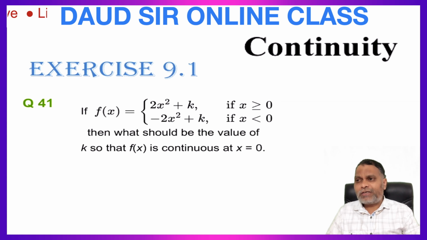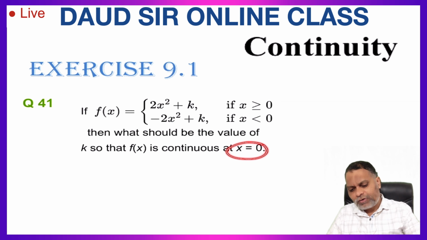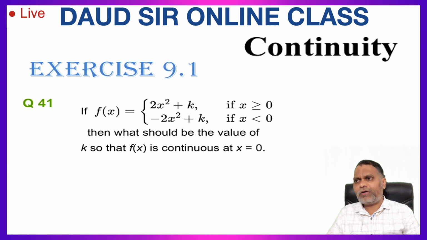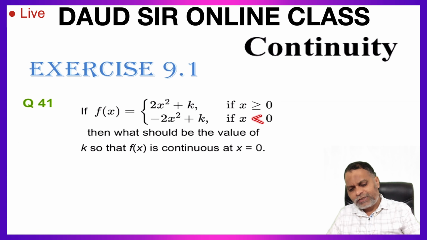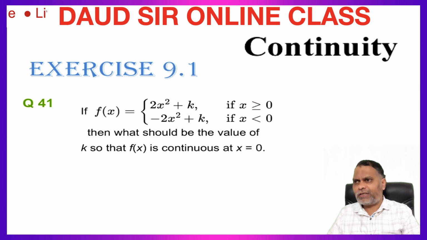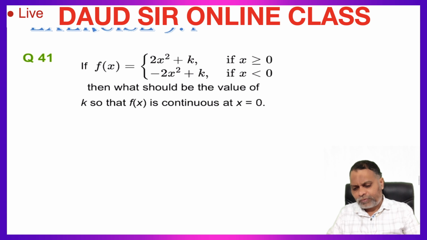Means function is continuous at x is equal to 0 for which value of k? So this missing value of k we have to find out. This function is given continuous at x is equal to 0. So write the value of function at x is equal to 0 and left hand limit for x is less than 0 and right hand limit for x is greater than 0 and substitute all three things equal. Then we can find out the value of k for which the function is continuous at x is equal to 0.